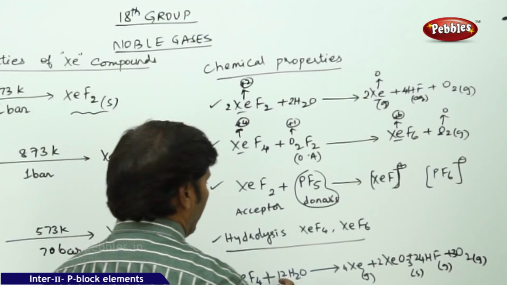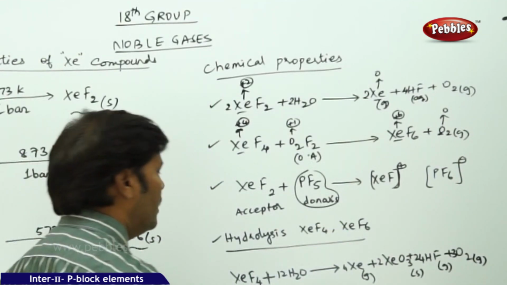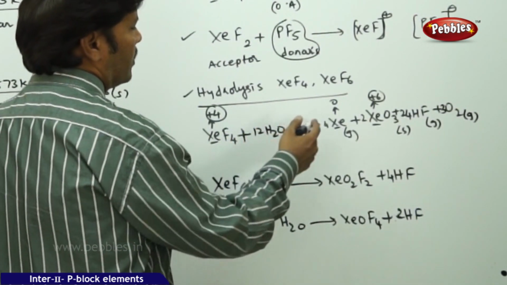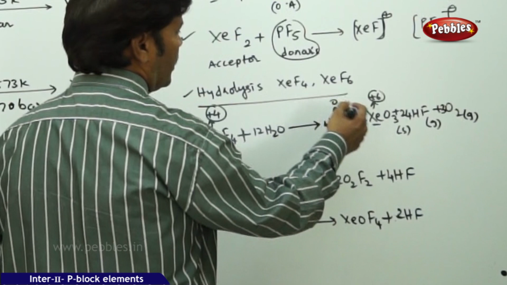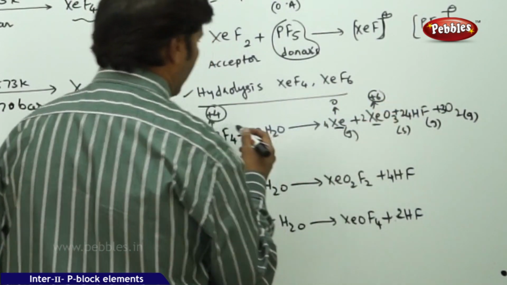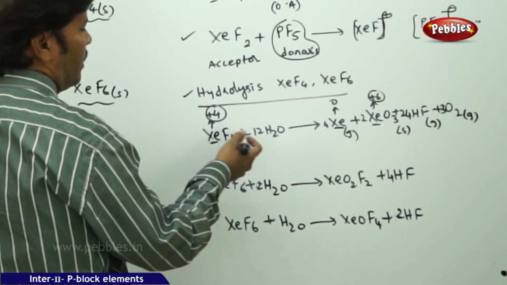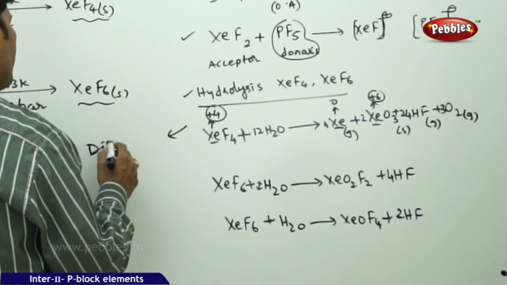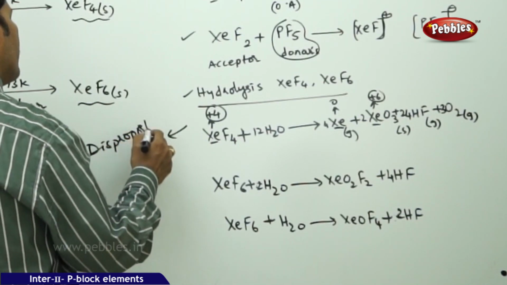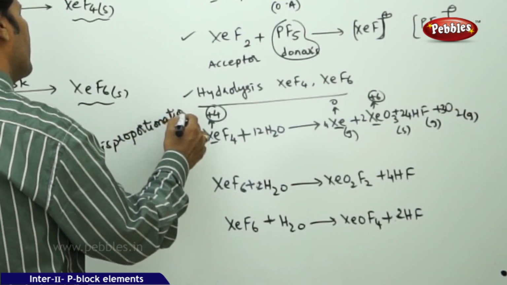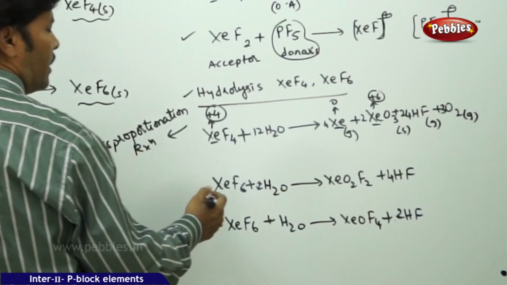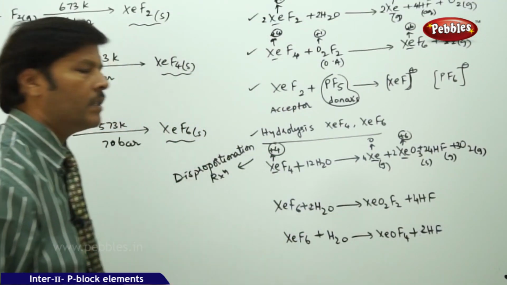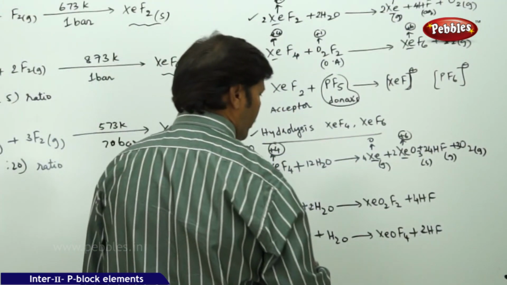And if you go for xenon tetrafluoride and xenon hexafluoride, when they are subjected to hydrolysis, this is a kind of disproportionation reaction. Xenon tetrafluoride plus 12 moles of water. Here the xenon is in 0 oxidation state, and here the xenon is in +6 oxidation state. So it's very clear that xenon tetrafluoride is undergoing a disproportionation reaction. I can say that this is definitely a disproportionation reaction, because +4 to 0 and +4 to +6 oxidation state change is taking place.